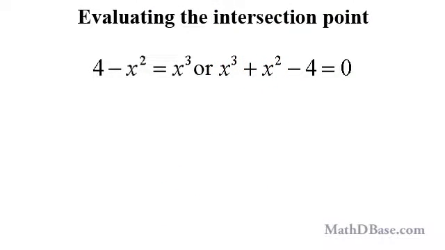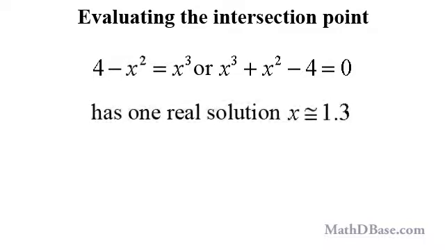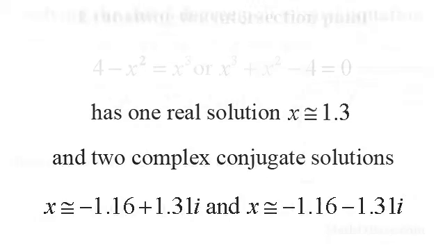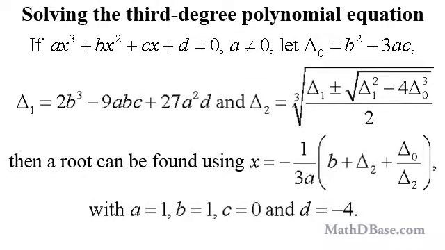We can find the value of that point of intersection by setting the two functions equal to each other and solving for the x values. There is one real solution at approximately x equals 1.3 and a pair of complex conjugate solutions. Let's digress for a few moments to see how to get that real solution. This method is based on the work of mathematicians from the 15th and 16th centuries. Once one root is found, the other two can be found by easier methods such as division and the quadratic formula.